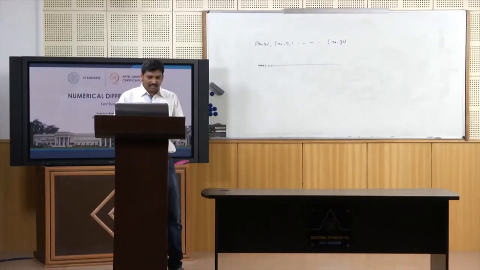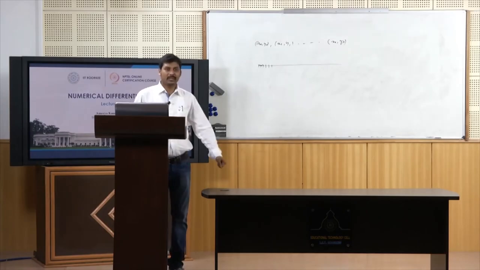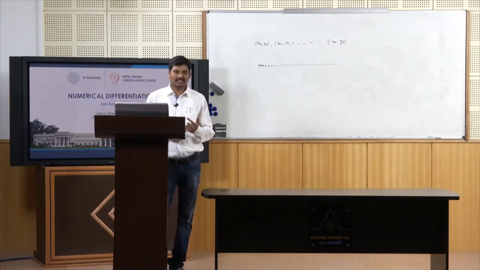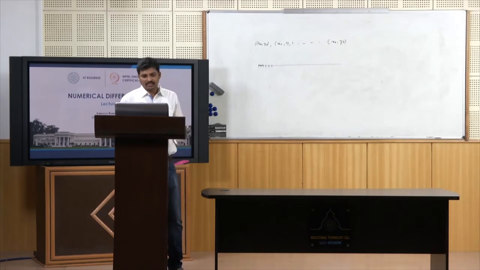First in this discussion, we will consider equispaced points, that is, whenever the tabular points are equally spaced, how we can use differentiation there. Then we will go for finite difference operators, and then for undetermined coefficients.